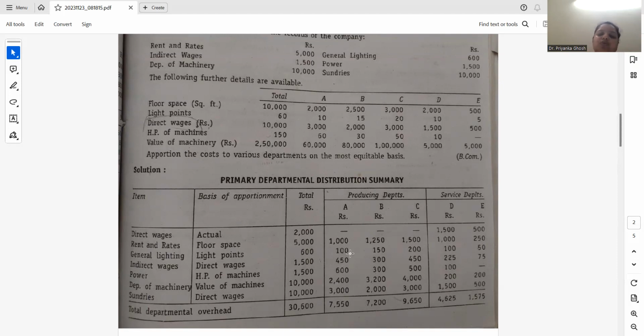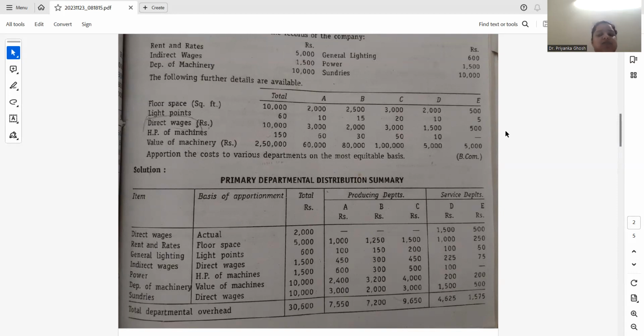Now our last job will be to calculate the total. If you calculate the A, B, C, D, E totals, we can get the total department overhead. So this is how the primary distribution will come. Primary distribution means when the overhead cost is distributed among our departments.